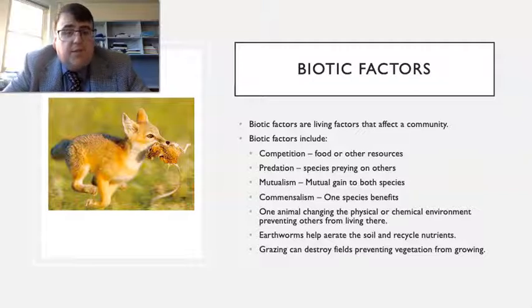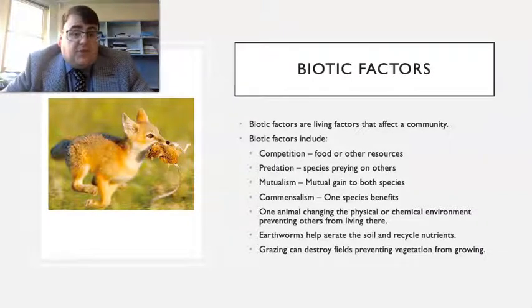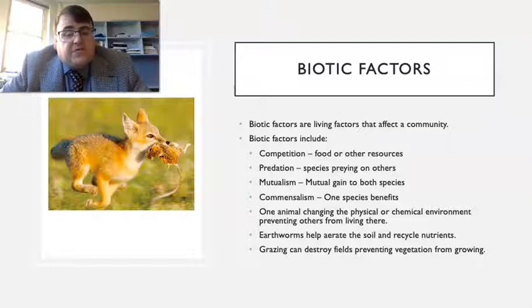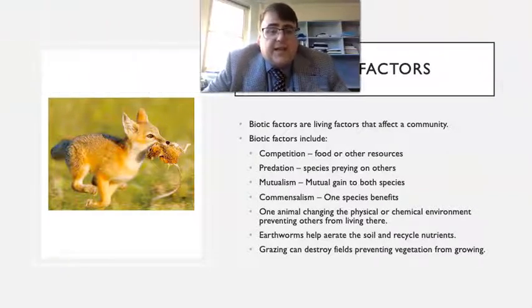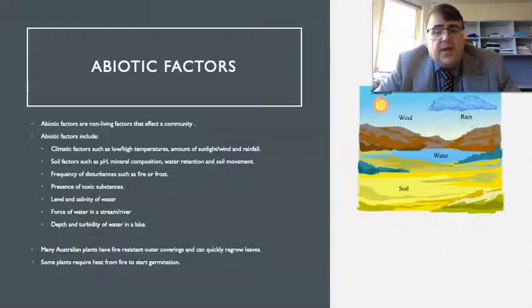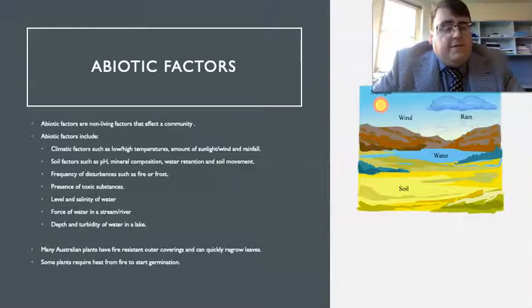Grazing is another example. So things like buffalo grazing basically destroys vegetation and prevents that vegetation from growing. So that's another biotic factor that we could talk about. So biotic factors are just anything living that affects the ecosystem. Abiotic factors, on the other hand, are the non-living factors.